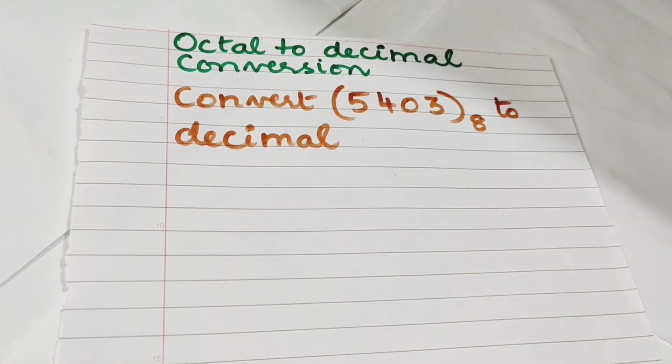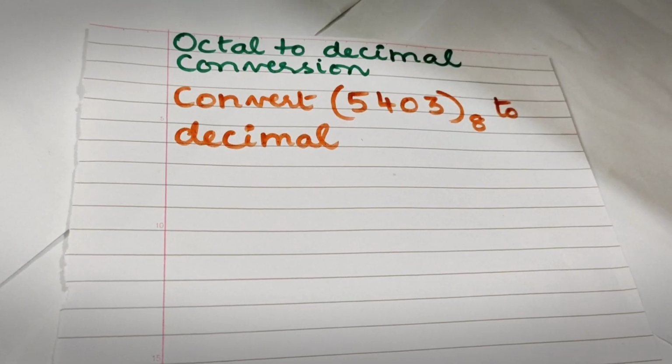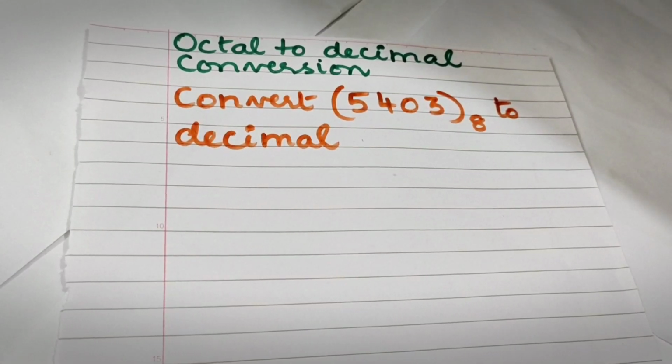Hence, the place of 3 in the given question is 8 raised to 0. The place of 0 is 8 raised to 1. The place of 4 is 8 raised to 2. And the place of 5 is 8 raised to 3. Now, let us see the conversion technique.